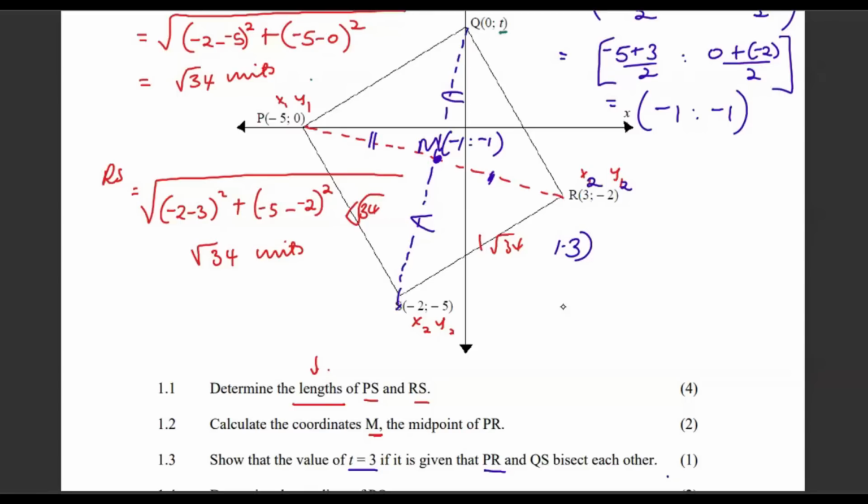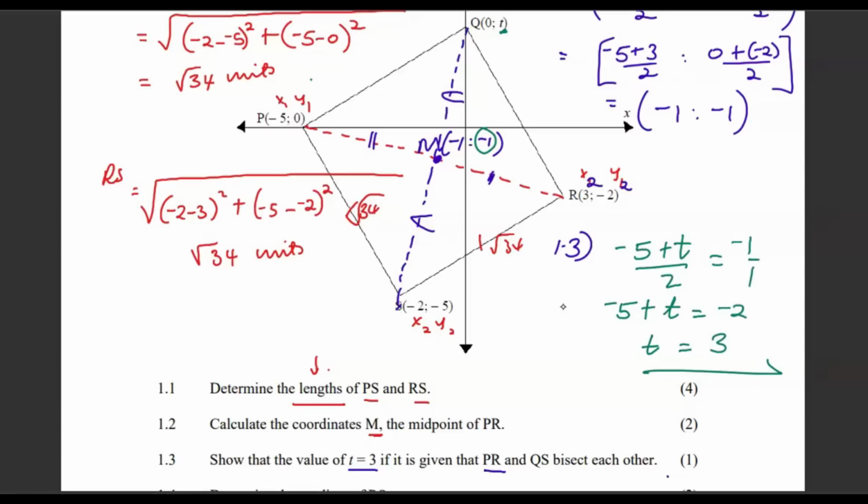So I'll only focus on this part with T, which is the y aspect. If I get negative 5 plus T, divided by 2, I should get this negative 1. Then do your cross multiplication, so negative 5 plus T should give us negative 2. Move the negative 5 to that side, and then T becomes just 3.